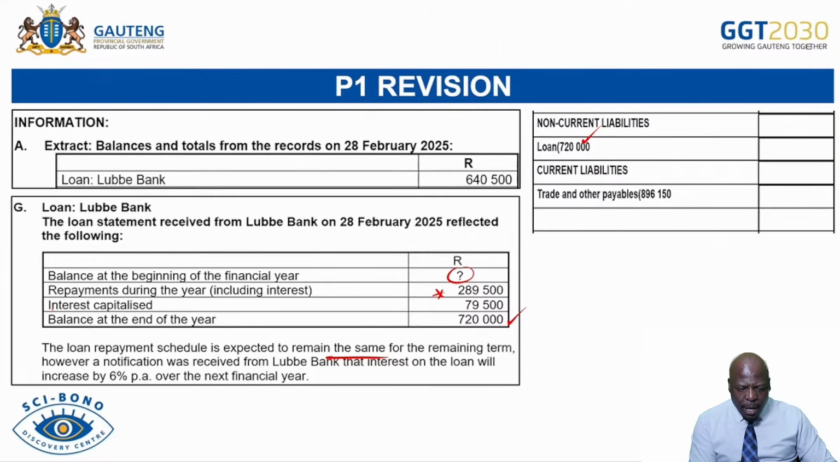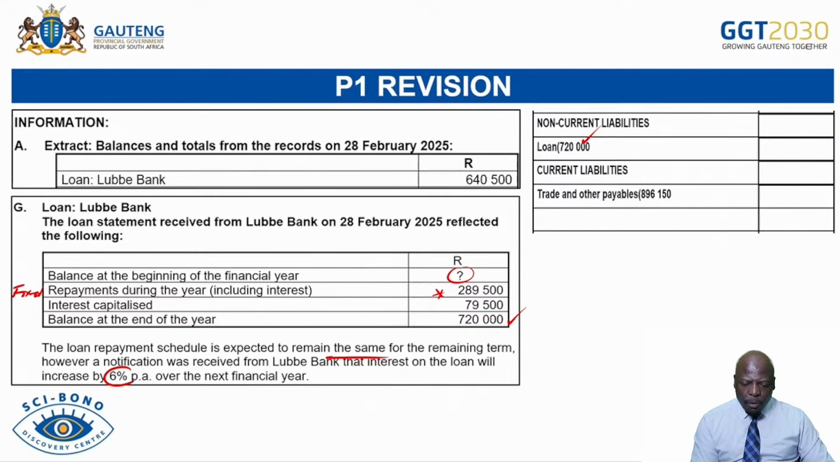So at times, other examiners would just come here and say fixed monthly repayments. It's exactly the same thing as what you see here. Then they say the monthly repayments are expected to remain the same for the remaining term. However, a notification was received from the bank that interest on loan will increase by 6% per annum.